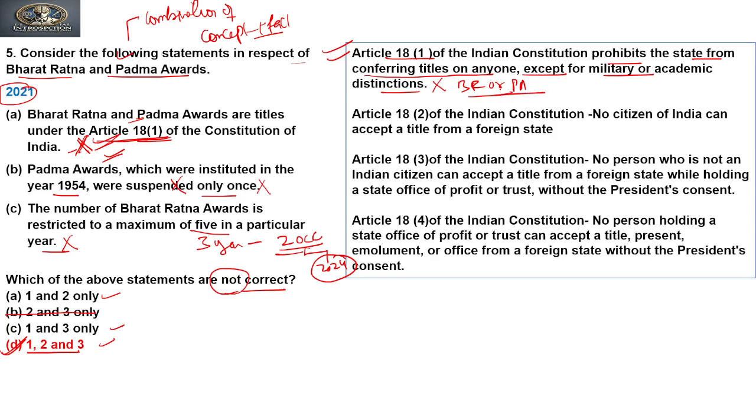It only says that no kind of title can be conferred, but a military title can be conferred by the state, or an academic title like PhD holder or bachelor degree. Any kind of military title, colonel, captain, can be given. But other than this, no title can be given.